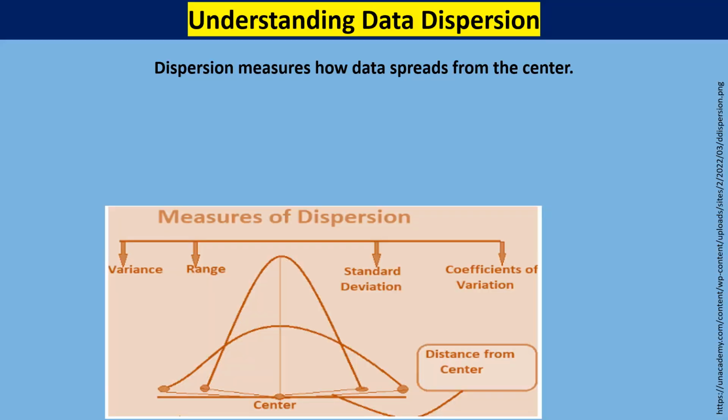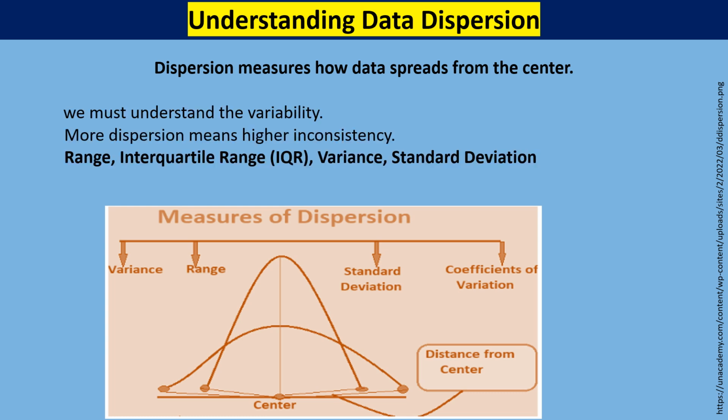Understanding data dispersion. Dispersion measures how data spread from the center. Averages like the mean are not enough. We must understand the variability. More dispersion means lower consistency. Key measures are range, IQR, variance, and standard deviations. Data dispersion helps in identifying patterns in a dataset. If the data is widely spread, it means more variability. In HR, this can reflect salary disparities, performance variation, and employee retention patterns.